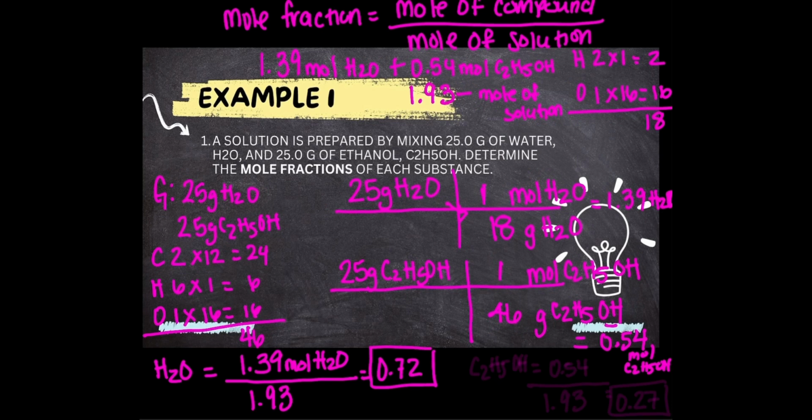Now I have to do it for C2H5OH. So I got 0.54. That is my mole of the compound, and I'm going to divide it by that 1.93. That is when I added the 1.39 plus the 0.54. Once I divide those two numbers, 0.54 divided by 1.93, you get 0.27, and that is your answer, your mole fraction for C2H5OH. And that is how you do this.